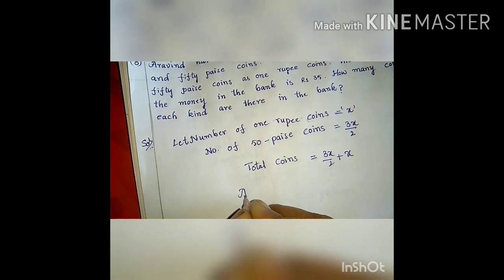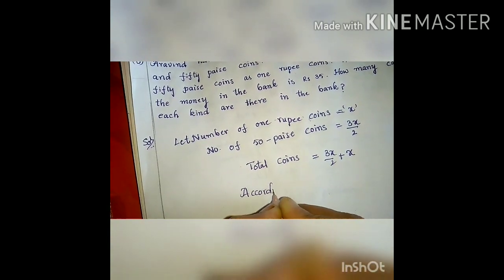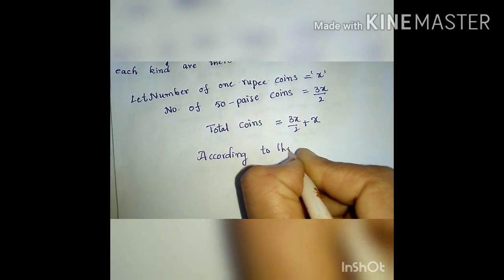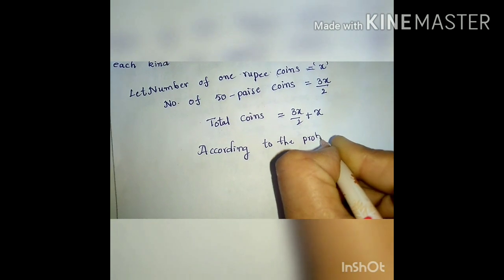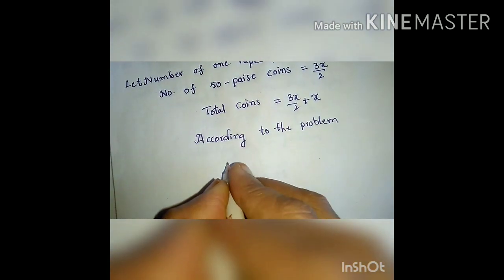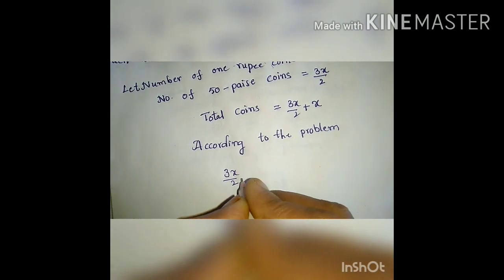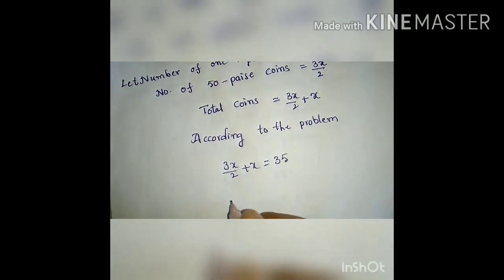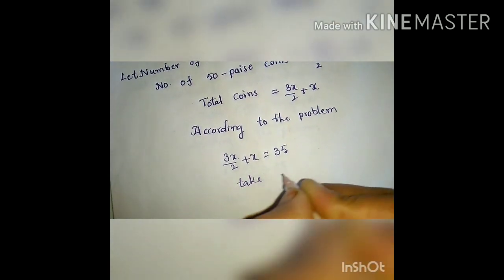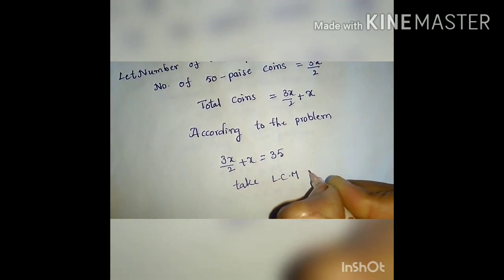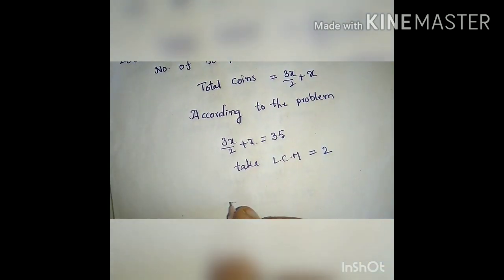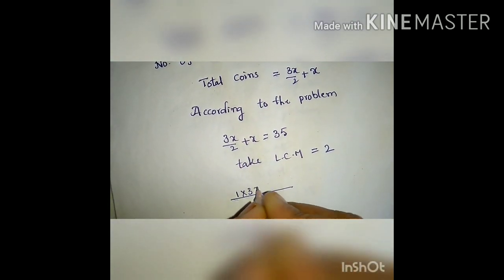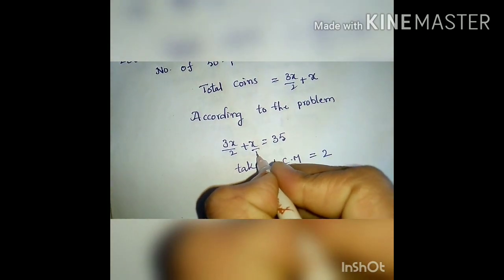Okay, according to the problem, 3x by 2 plus x equals the total. How many rupees is there? 35 rupees. So take the LCM, which is 2. How many times is it possible? 1 time, 1 into 3x. Plus, there is no denominator for x, so how to take the 1?